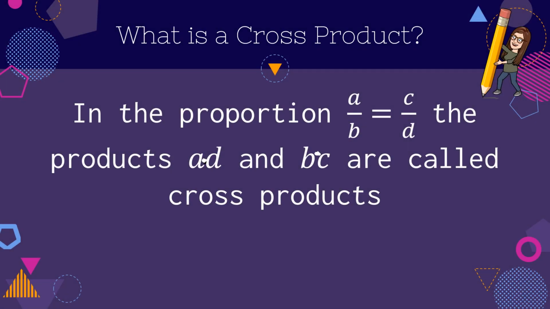Next, let's talk about a cross product. Again, if you need to at any time, pause the video and then listen once you've written it down. In a given proportion of A over B equals C over D, the products A times D (fill in a dot there to show that we're multiplying) and B times C are called cross products. I always think of it as they're across from each other and we're multiplying, so we use the word product.